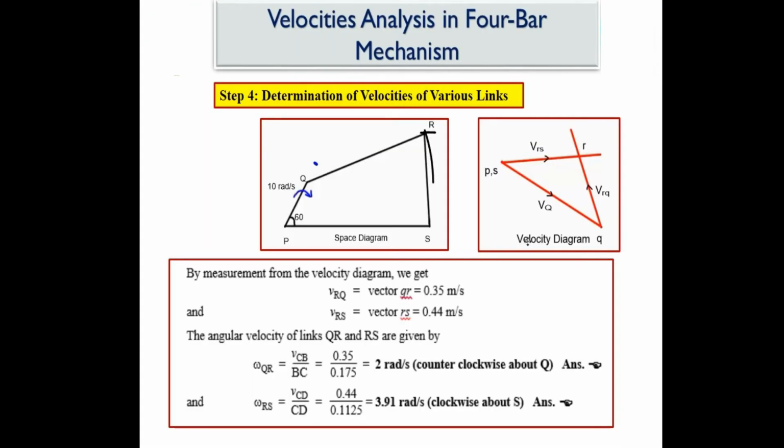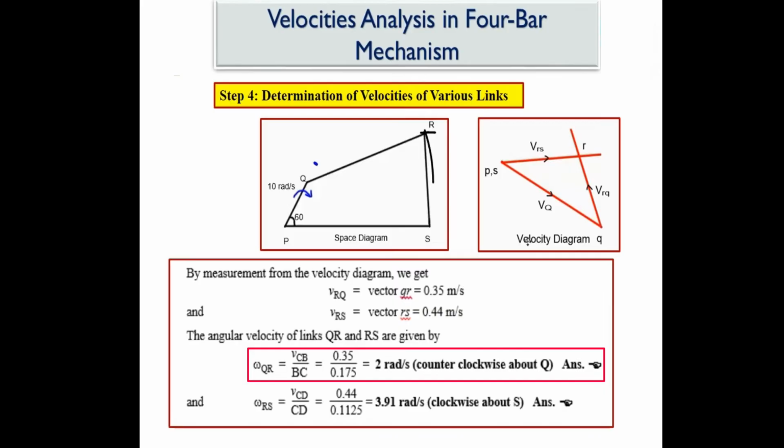Finally, once the velocity diagram has been completed, we can find all the required data. Just by measuring the vector QR, we will get velocity of RQ, which is 0.35 meter per second. Similarly, measuring the vector RS and multiplying by the appropriate scale, we get the answer VRS, 0.44 meter per second. But the required answers are angular velocities.